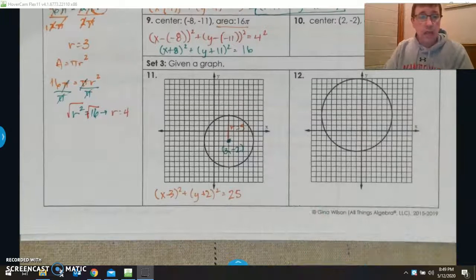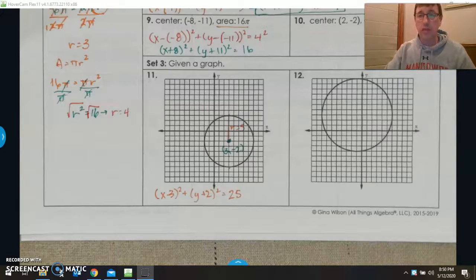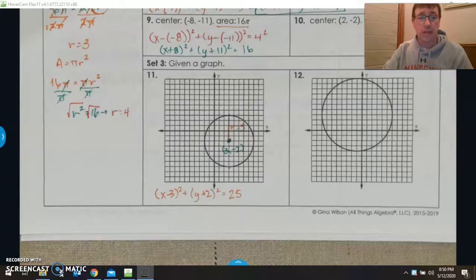In the next set of videos that I'm going to post, we're going to talk about completing the square. Don't be scared. It is not hard. You will use it again in Algebra 2, so I want you guys to pay attention to that.